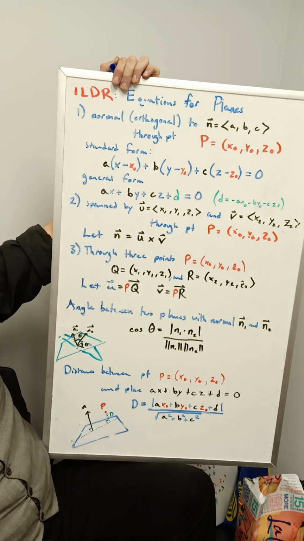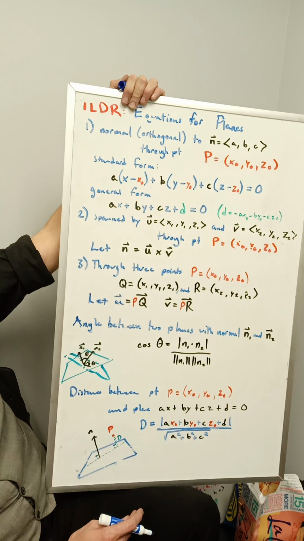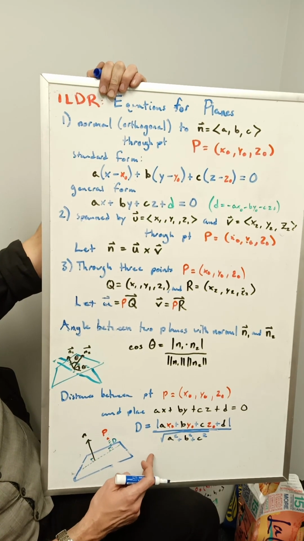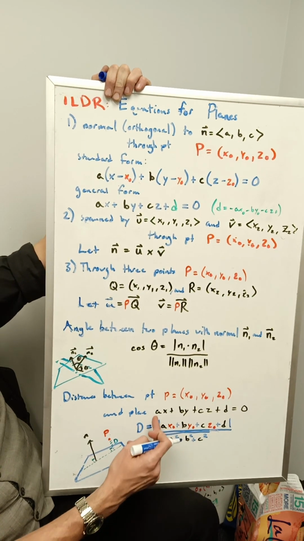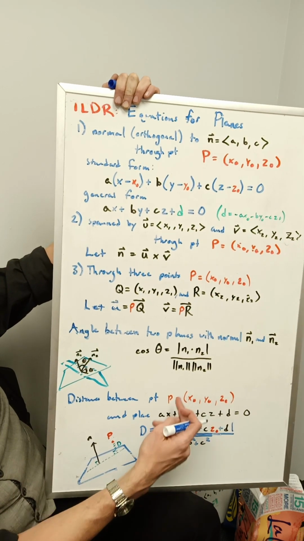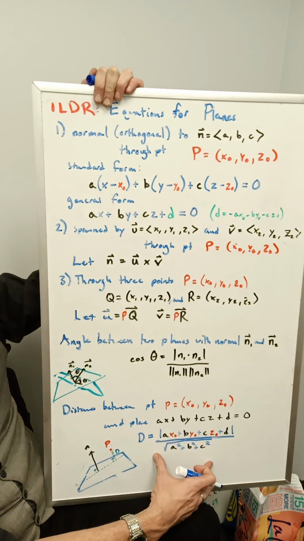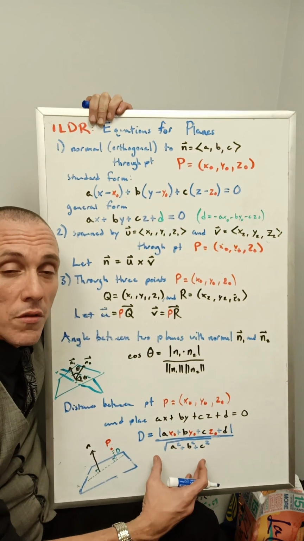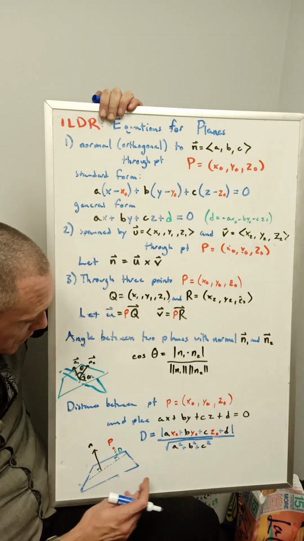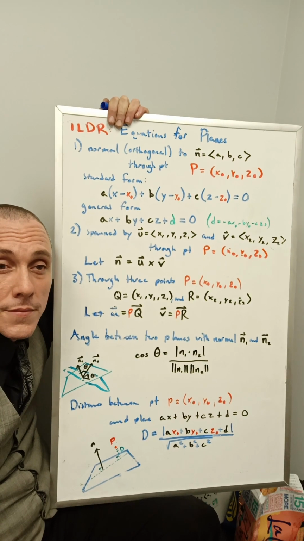Finally, we'll look at one more distance problem. What is the distance between a point and a plane? And we'll see why that answer has to have this form. If we have a plane ax plus by plus cz plus d equals 0, and we have some point at x naught, y naught, z naught, then this particular distance formula will give us the distance d between that point and that plane. And we'll see why that's going to be the case.